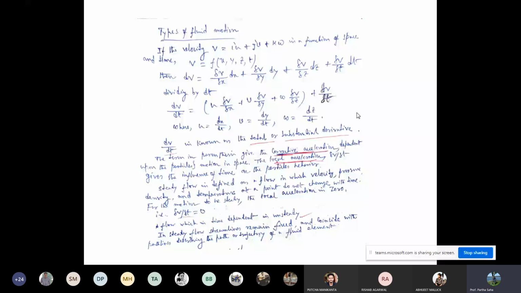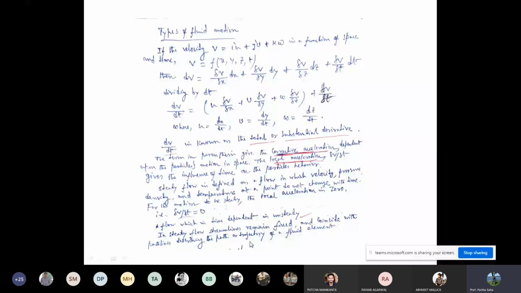If a steady state flow is being developed in which velocity, density, temperature at any point do not change with time, like no parameter is going to change with time, then this term will become zero. Del v by del t becomes zero, so the local acceleration becomes zero. And the flow which is time dependent is called unsteady flow. There del v by del t will come into picture.